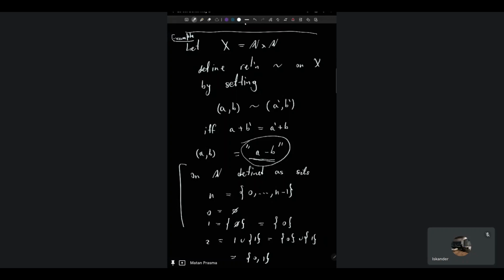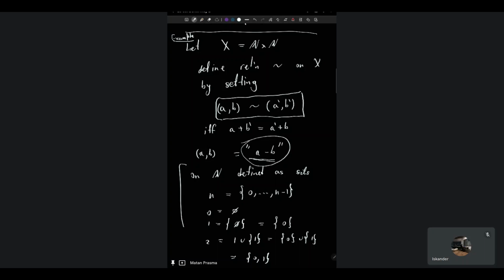And to do that, I define an equivalence relation by saying that two pairs like this, (A, B) and (A', B'), are equivalent if A plus B' is equal to A' plus B. And this is well defined even from a foundational point of view, because I do have this notion of a plus between natural numbers as defined as sets.